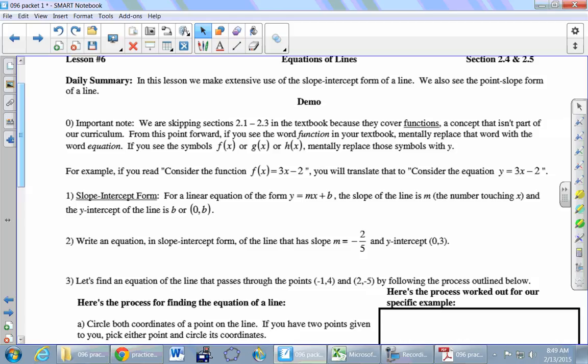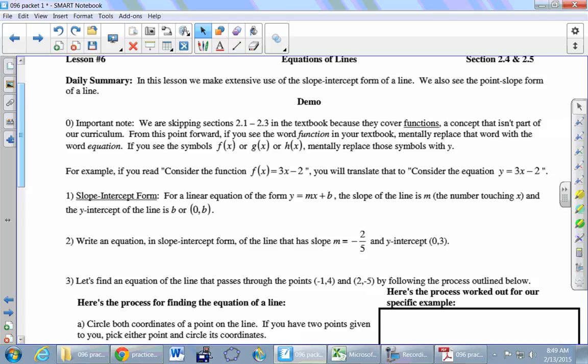because those sections cover a topic called functions, a concept that isn't technically part of the curriculum for this course. I'm not saying it's not important, just saying it's not part of what we need to do this semester. If you take college algebra 107 next semester, you will spend a lot of time being introduced and gaining comfort with functions. From this point forward, however, you might see the word function in your textbook, because in your textbook at section 2.4, they assume you saw sections 2.1 to 2.3.